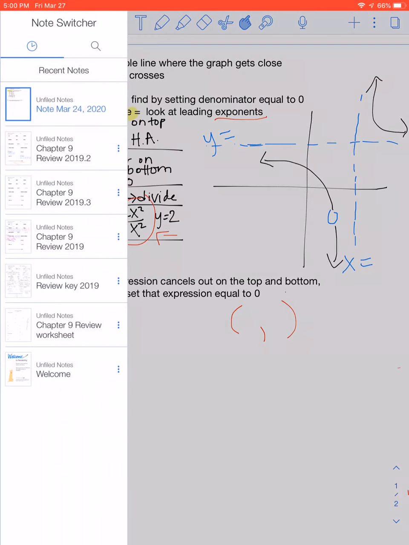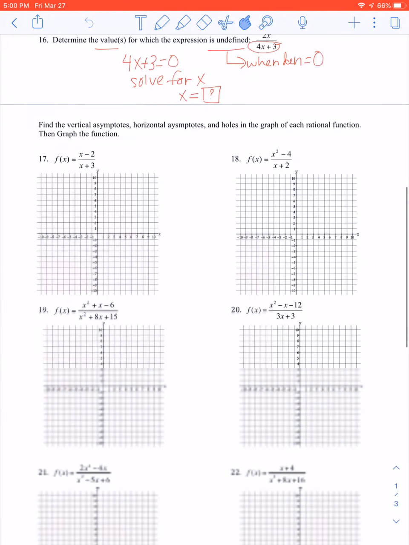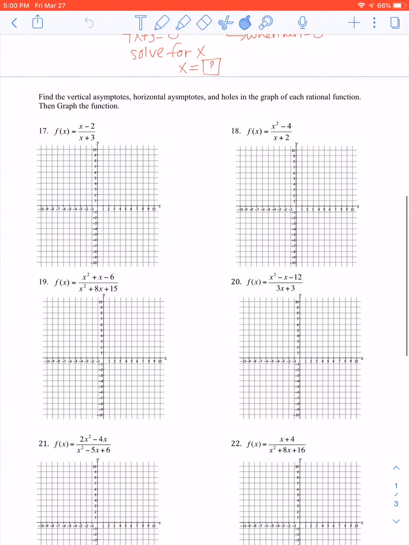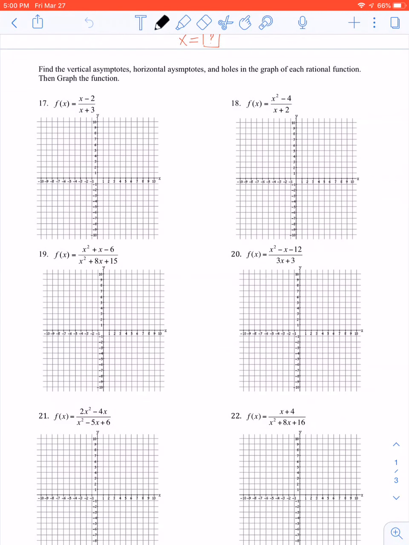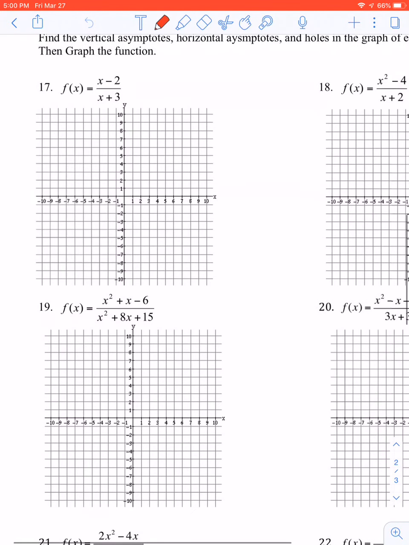Okay, so we're gonna go do a couple problems. We are gonna use this one. We're gonna do number 17. So number 17, is x minus 2 over x plus 3, okay? First we're going to look for any holes. We're going to simplify this, and it doesn't need to be simplified. Nothing can be canceled out, nothing can be factored out, so we're good. We don't need to change it at all.